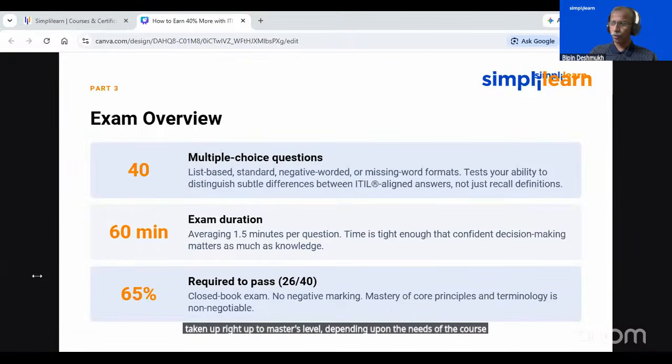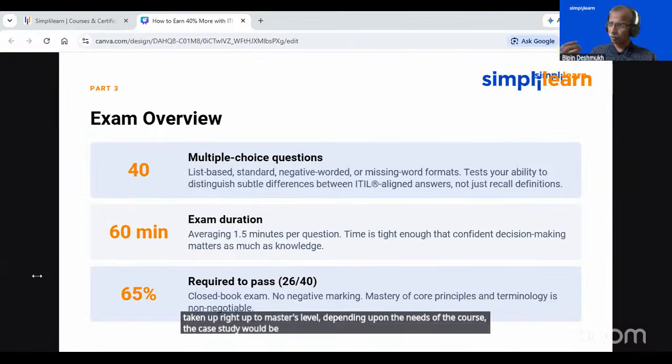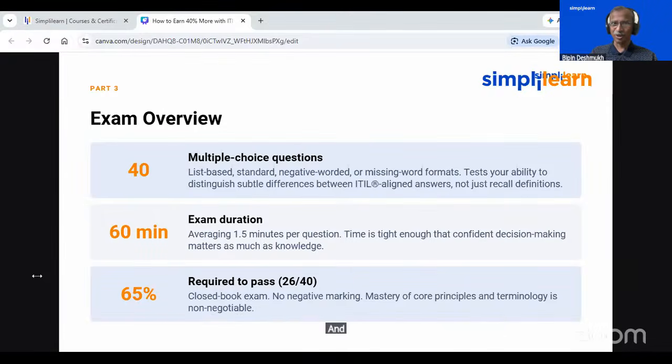The case study would be a 1 or 2 page case study or addendum added for that case study. And the questions will be asked based on that. That's how it works out.